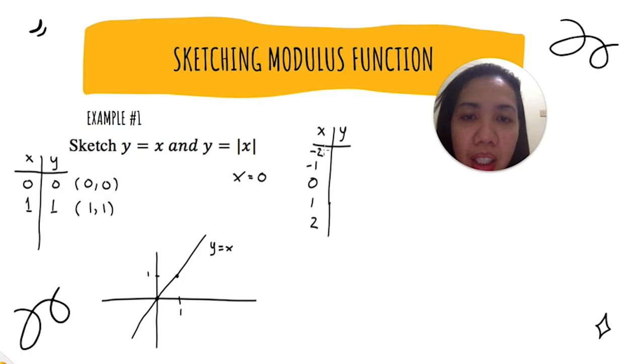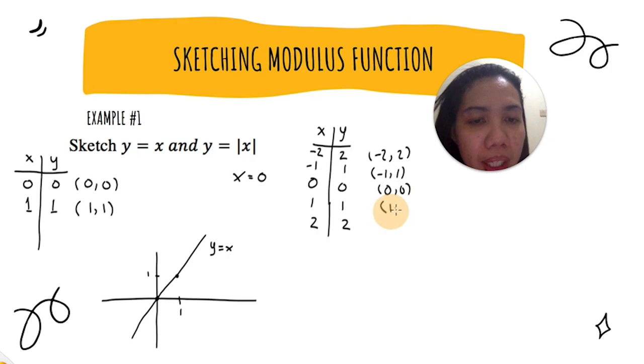So if x is -2, the absolute value of -2 is 2. And then if x is -1, the absolute value of -1 is 1. The absolute value of 0 is 0. The absolute value of 1 is 1. And the absolute value of 2 is 2. So in here we have -2, 2. In here we have -1, 1. In here we have 0, 0. And then 1, 1, and then 2, 2.